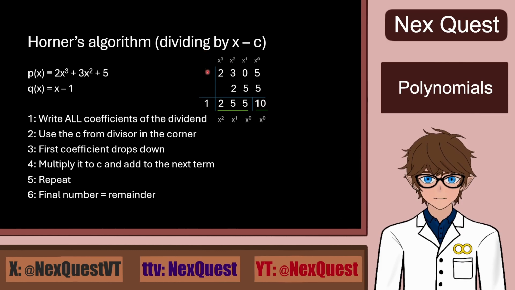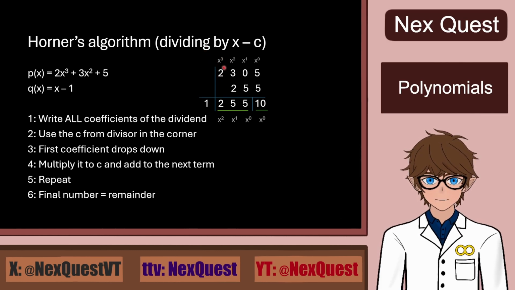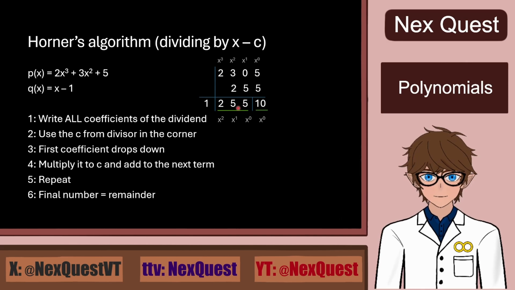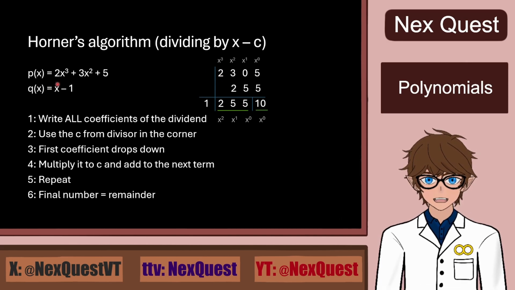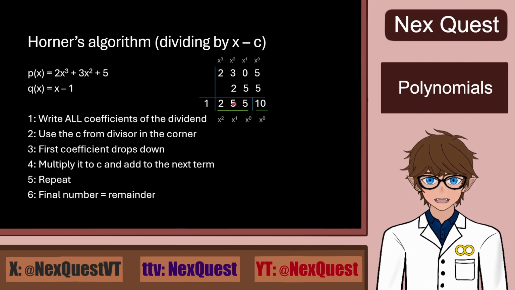So if the original polynomial was x to the power of 3, x to the power of 2, x to the power of 1, x to the power of 0, we take 1 away from each, and we're left with x to the power of 2, x to the power of 1, and x to the power of 0.